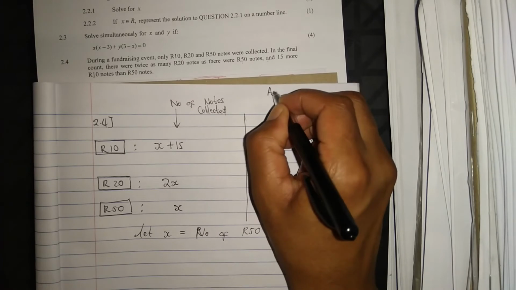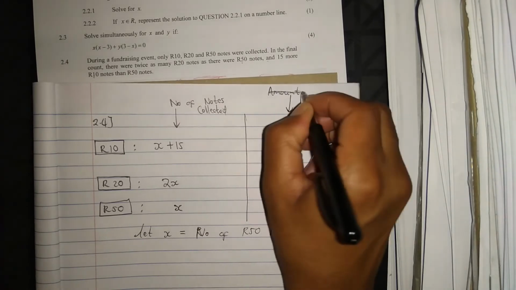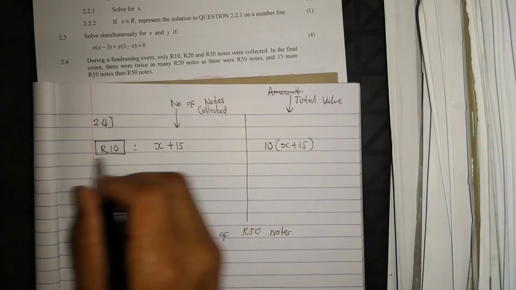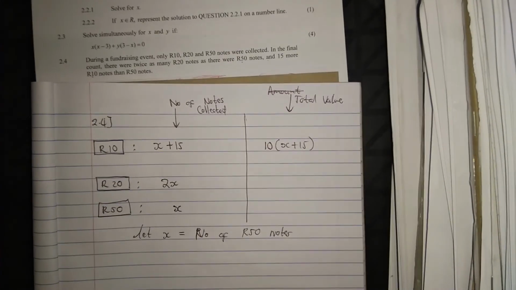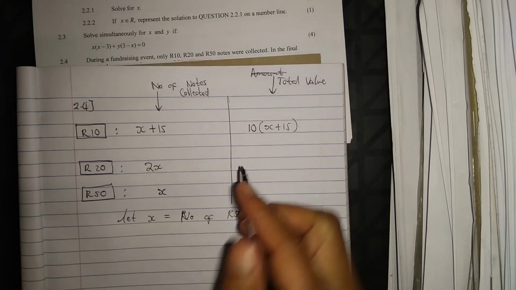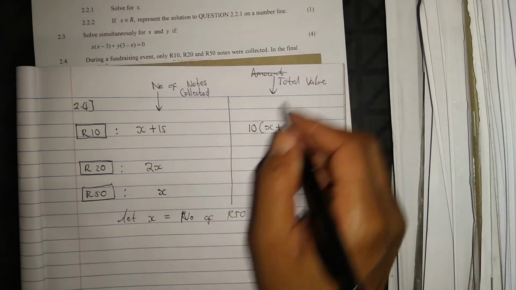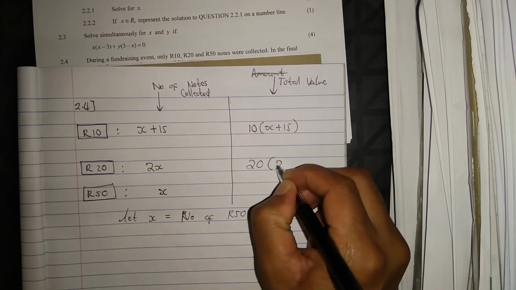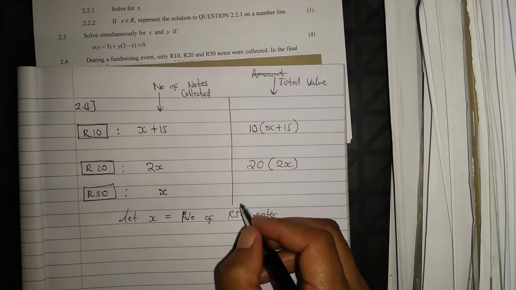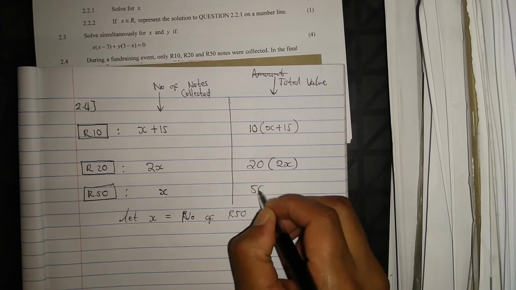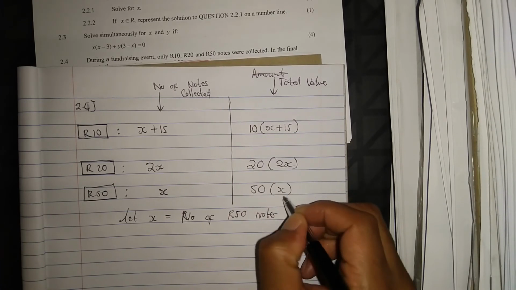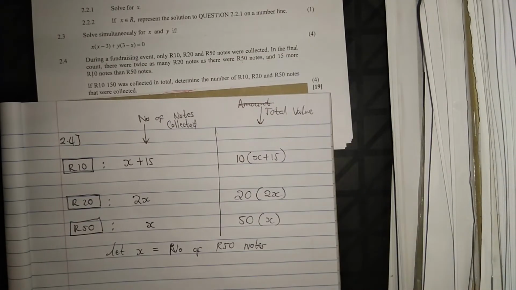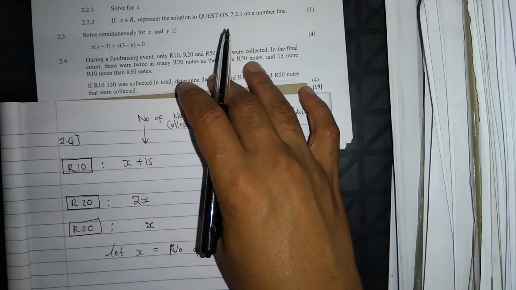Now we want the total value of these notes. The total value of the 20 rand notes is 20 times 2x. And for the 50 rand notes, it's 50 rand times x. Why do we want the total value?